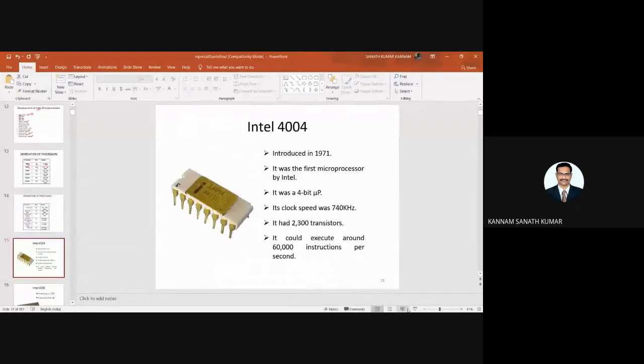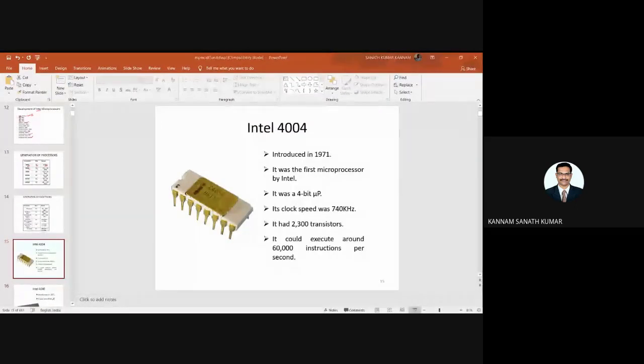we'll see from the starting onwards, like the basic microprocessor. This is the Intel 4004. This is the first microprocessor introduced by Intel, during the year 1971.